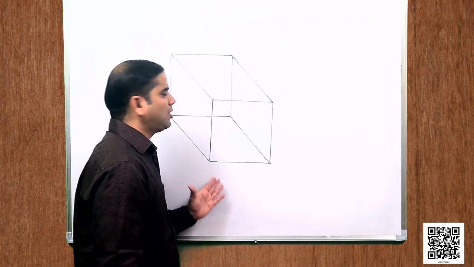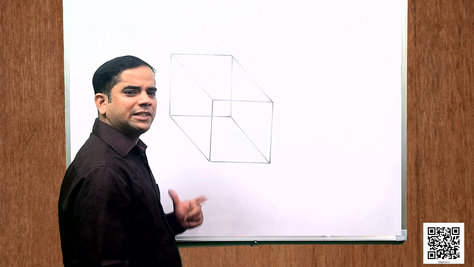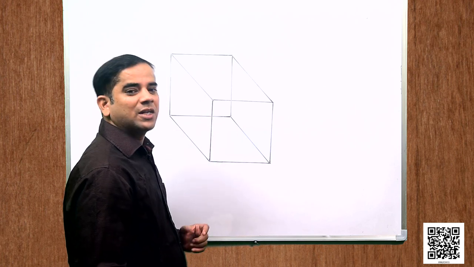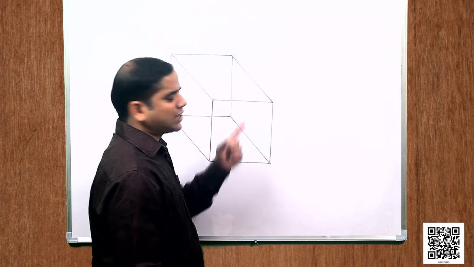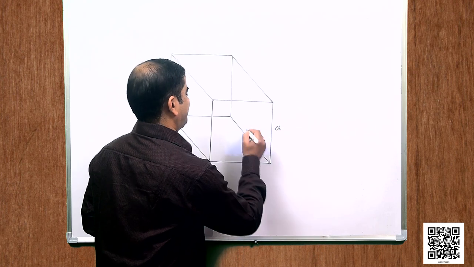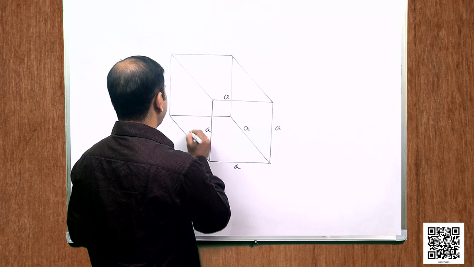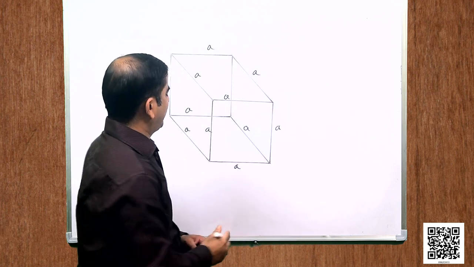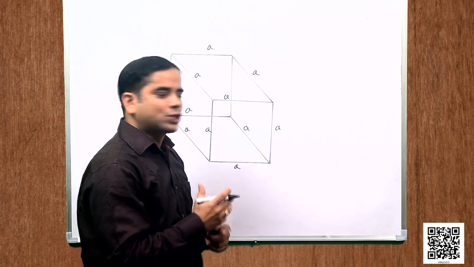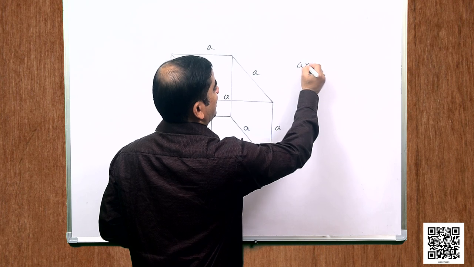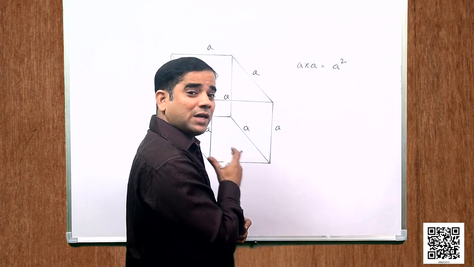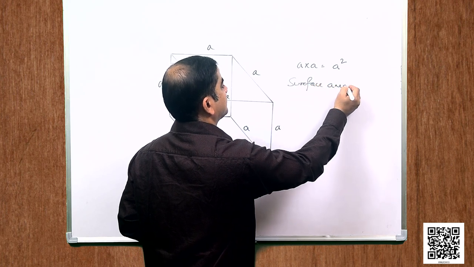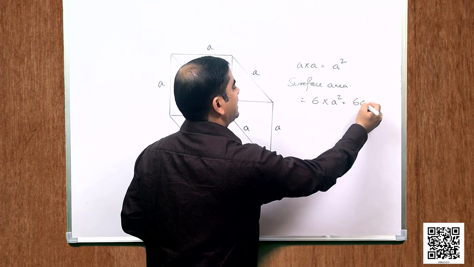Okay? So, now as I have drawn the shape, this is a cube. And what is a cube? A cube is a three-dimensional shape in which there are six surfaces and each surface is a square. So, suppose each side of the cube is A. So, all the sides are same. Fine. So, as all the sides are same, we have 6 squares, that means each square is having area of A into A, that is A square. And as we have 6 squares in this cube, so the total surface area is equal to 6 into A square, that is 6A square.